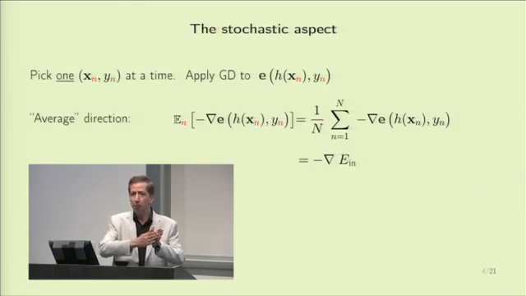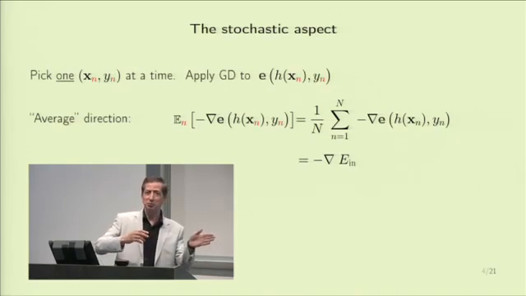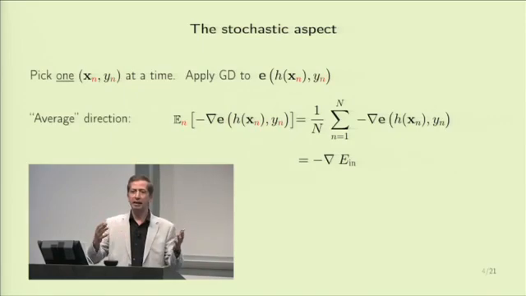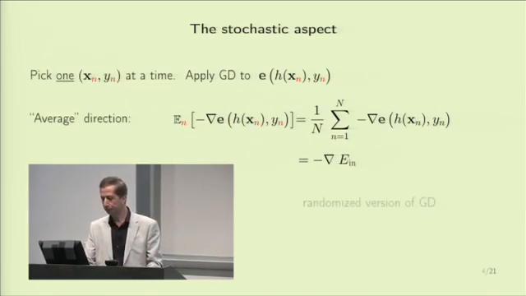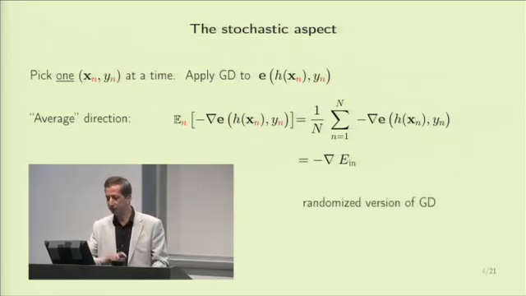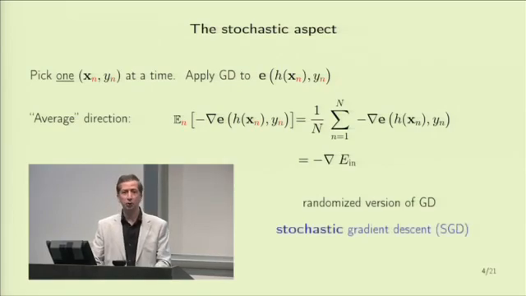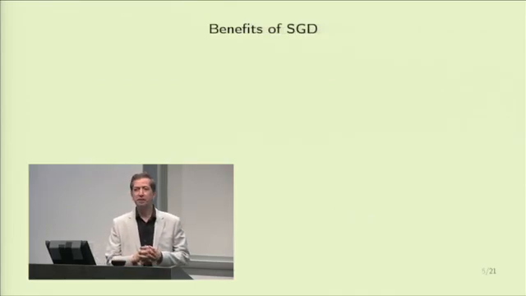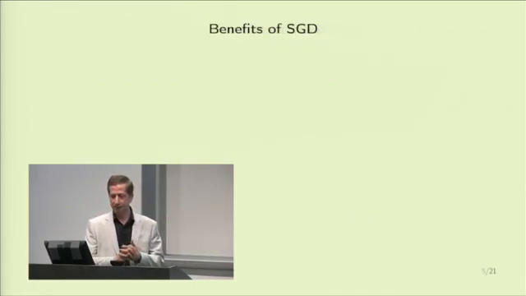Okay? So the hope now is that by the time you have done it a lot of times, the noise will average out, and you actually will be going along the ideal direction. Okay. So it's a randomized version of gradient descent, and it's called stochastic gradient descent, SGD for short. Okay. Now let's look at the benefits of having that stochastic aspect.